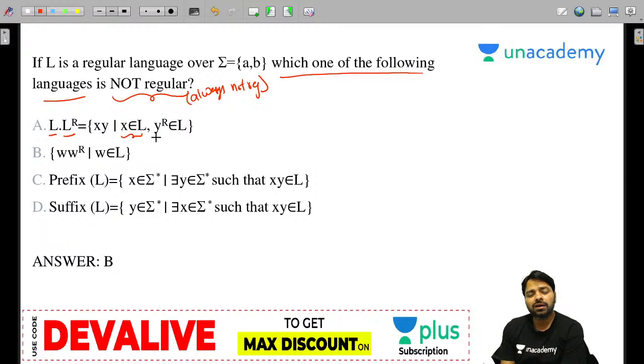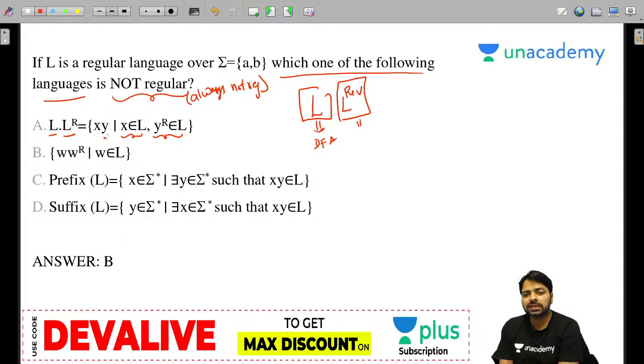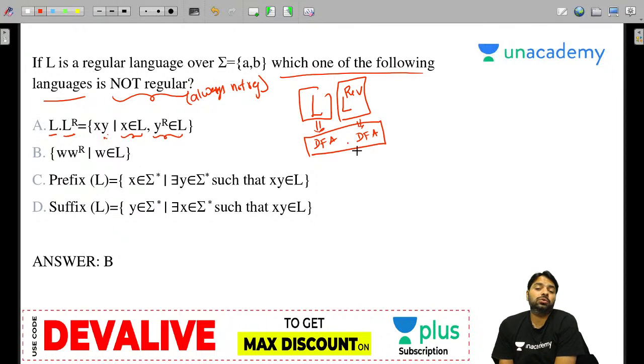If X belongs to L and Y power R belongs to L, then what are we trying to do here? L dot L power reversal. If L has a DFA and its reversal also has a DFA, we can concatenate and get another DFA too. Of course, by using epsilon moves you can convert. Instead of saying DFA, just say FA. If you want a DFA, you can do that conversion using algorithms. It's just a concatenation problem, guys.